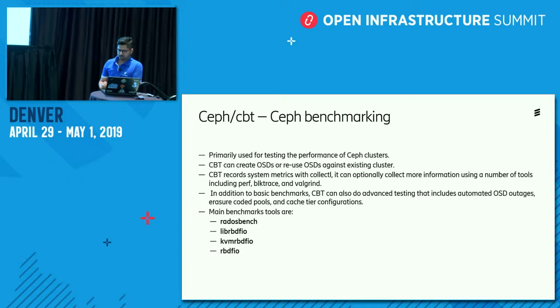Apart from this basic benchmarking that we can do using Ceph, it can also do some advanced tests, including OSD outages. These are remedial actions based on the tests. It can do an OSD outage if the benchmarking is not met. It can also erase coded pools, and it can also cache tier configurations in case they are not passing the benchmark. The tools basically used for this are again Rados Bench, librbdfio, KVM RBDFIO, and RBDFIO.